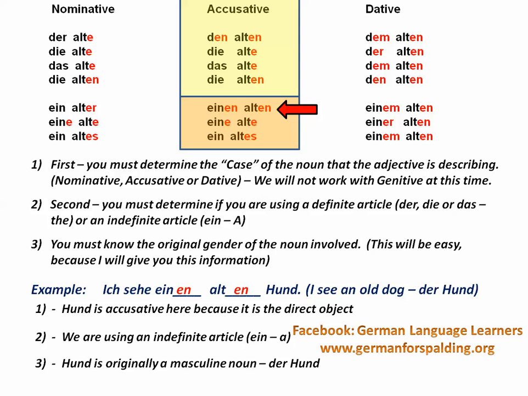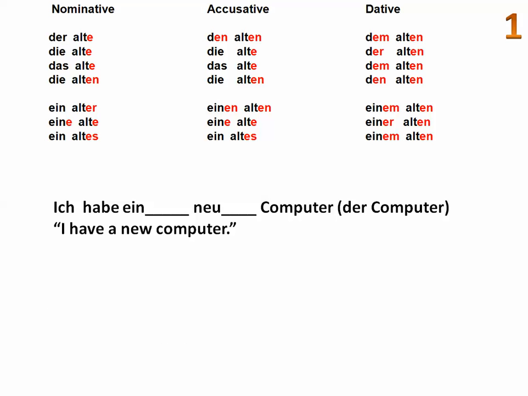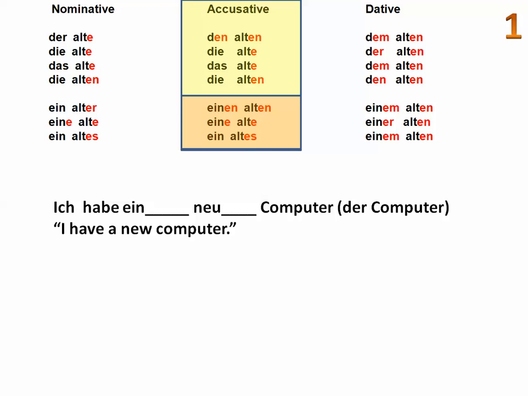Now, using this method, you can get all of this correct. So let's take some examples here. I have a new computer. So what is computer? Well, it's accusative because it is the direct object of the sentence. Are we using a definite or indefinite article? We're using an indefinite article, ein. And since computer is a masculine noun, the answer is going to be ich habe einen neuen Computer.